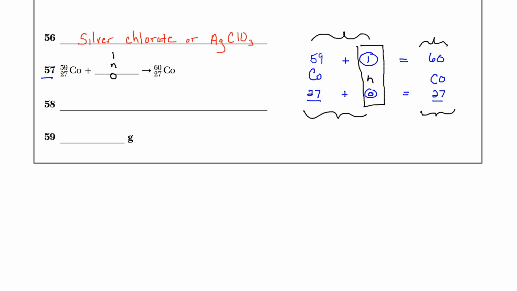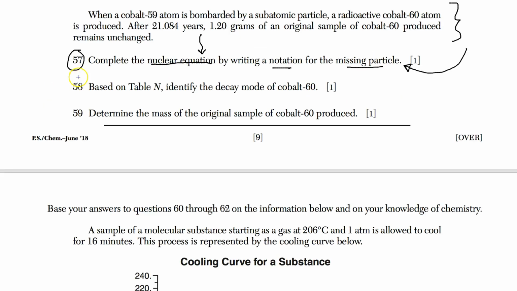All right, on to 58. Number 58 is based on this blurb, but again, oftentimes don't read it. Just go right to the question. You probably don't need it. Look at the question. Based on table N, they're telling you to go there. Identify the decay mode of cobalt-60. Hello, this is just a reference table question.